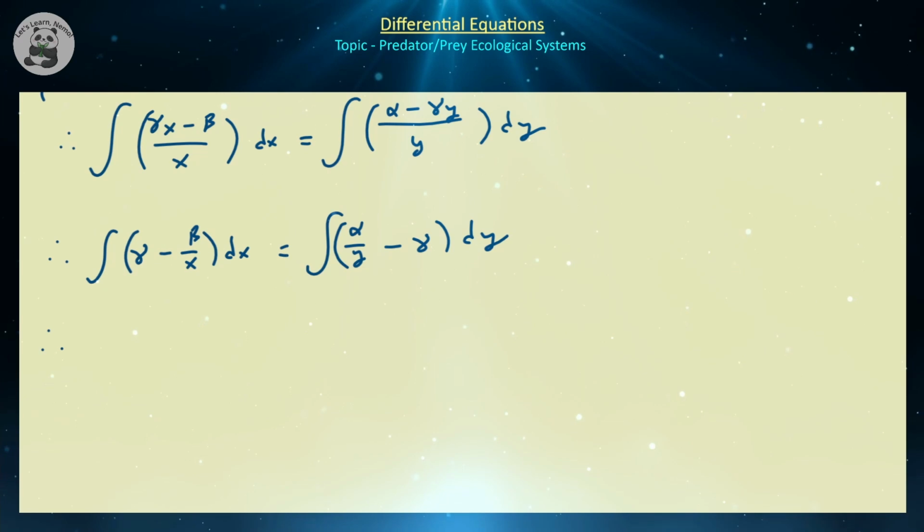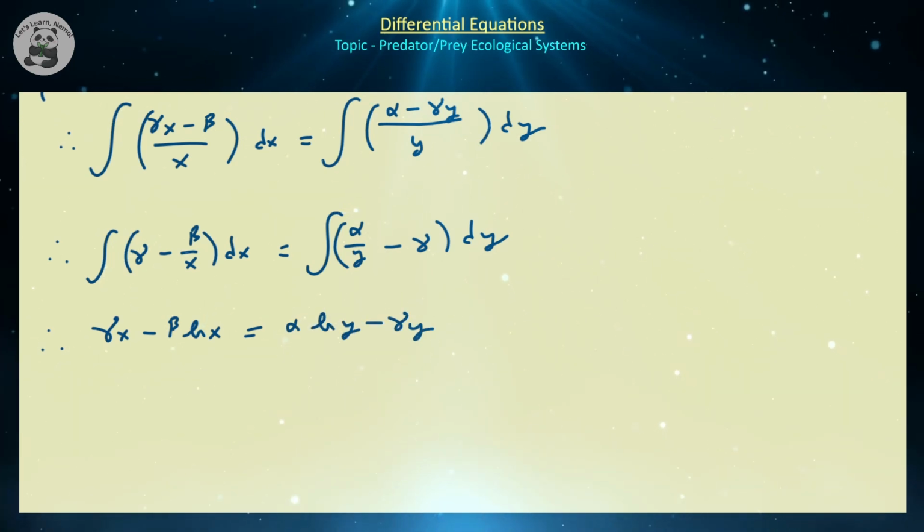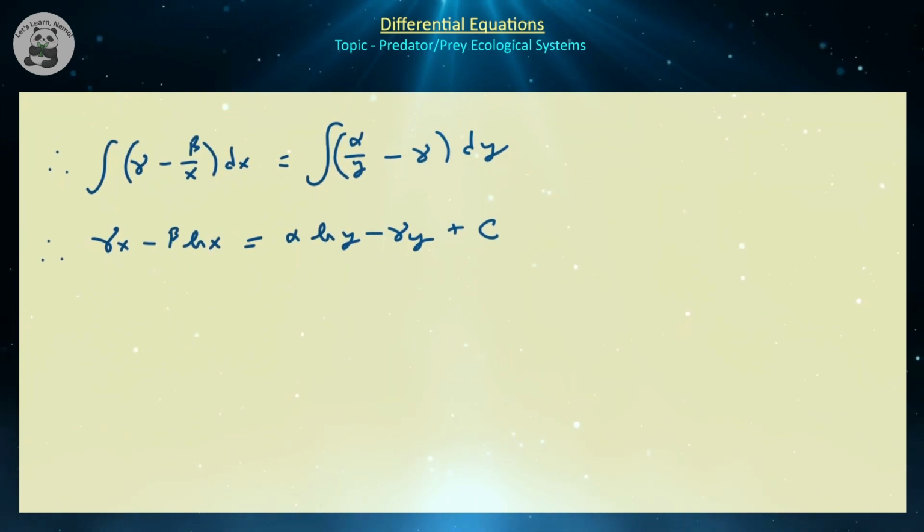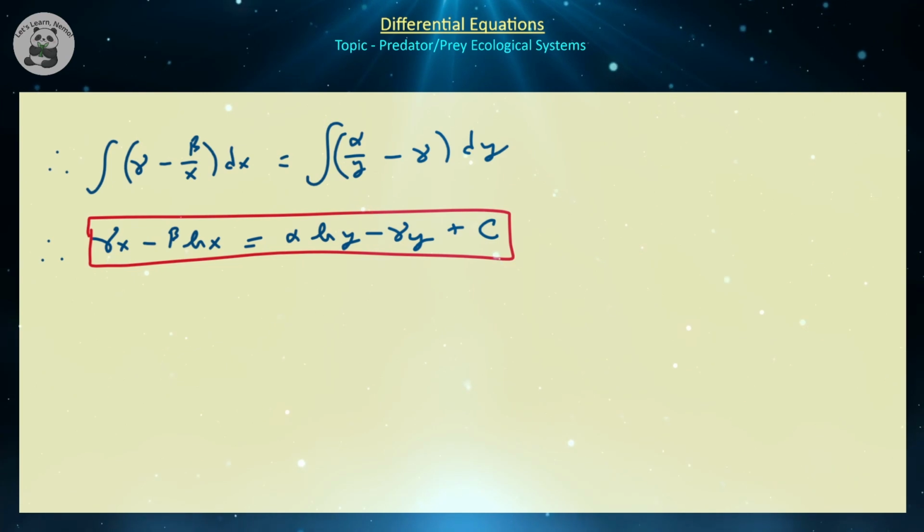So now it's time to integrate. That's going to give us gamma x minus beta natural log of x is equal to alpha natural log of y minus gamma y plus some arbitrary constant c combined from the smaller arbitrary constants from both of our integrals. So this is our implicit solution to our system of differential equations.